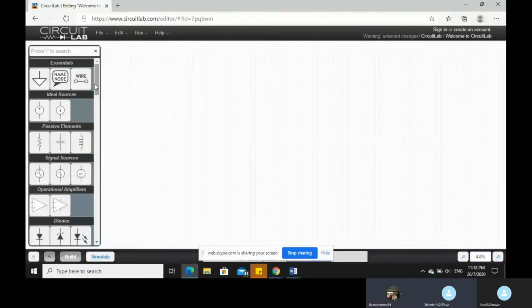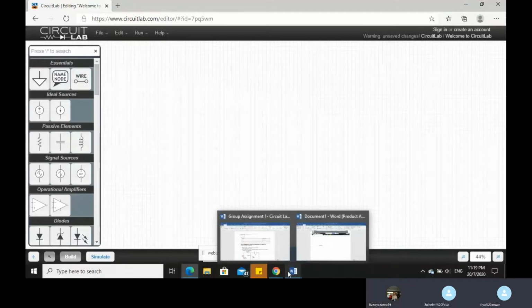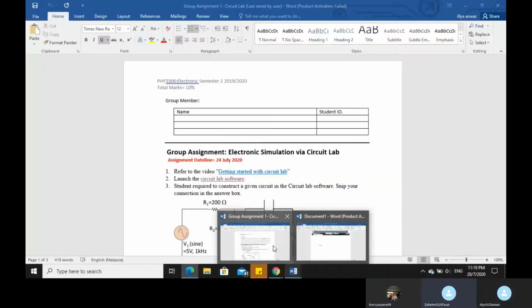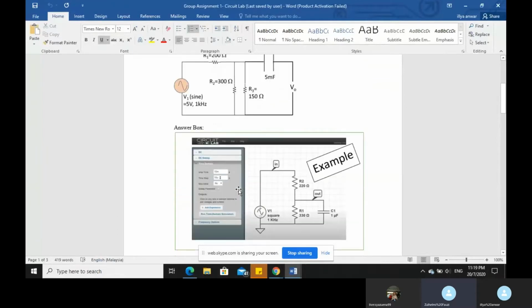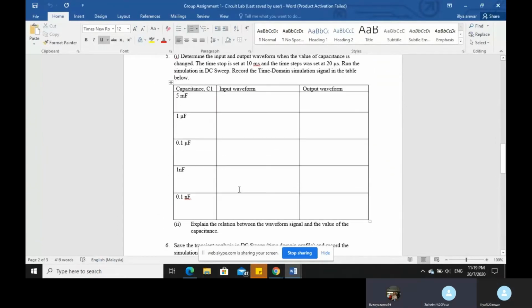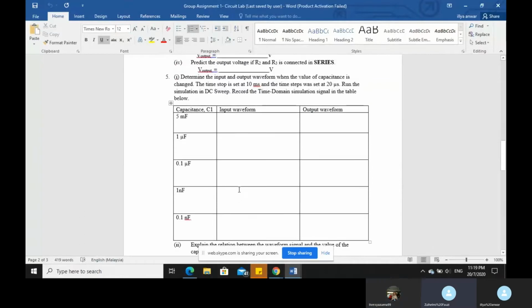Today, me and my team will present an assignment that asks us to create a circuit and find their voltage across the resistor, and also to find the voltage output. And the last one, we will find the waveform from this circuit.